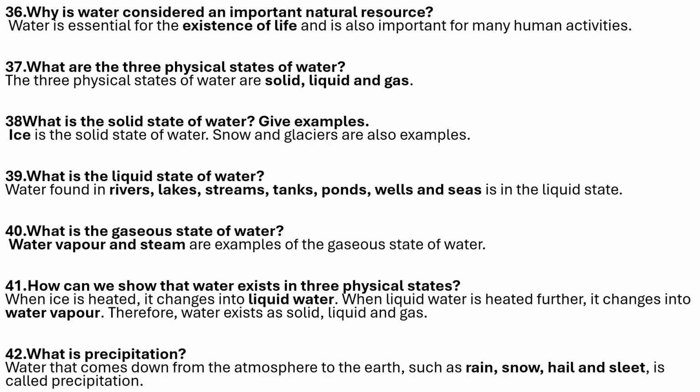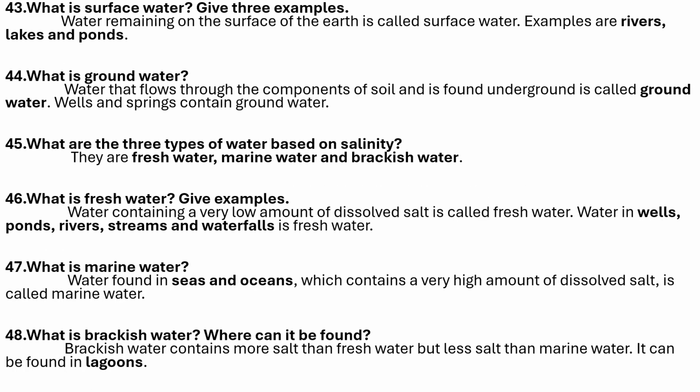What is precipitation? Water that comes down from the atmosphere to the earth, such as rain, snow, hail, and sleet, is called precipitation. What is surface water? Give three examples. Water remaining on the surface of the earth is called surface water. Examples are rivers, lakes, and ponds. What is groundwater? Water that flows through the components of soil and is found underground is called groundwater. Wells and springs contain groundwater.